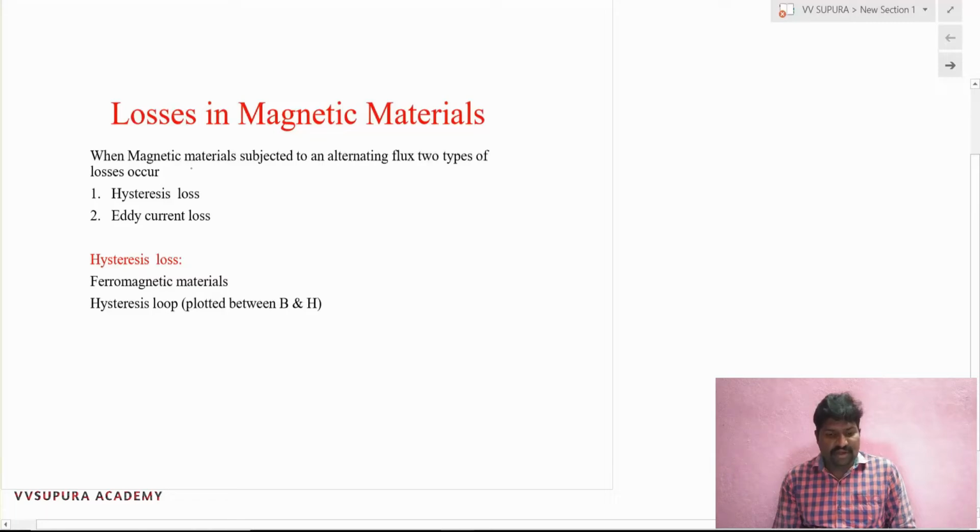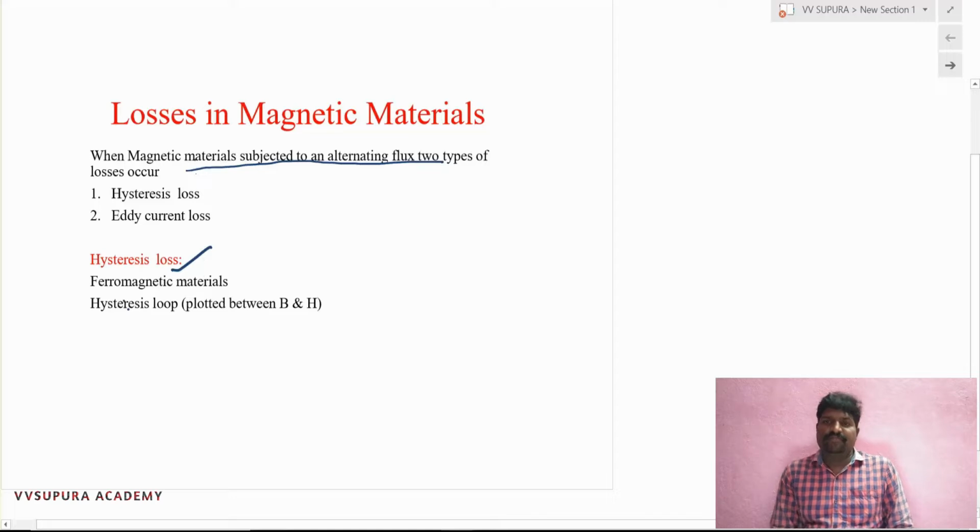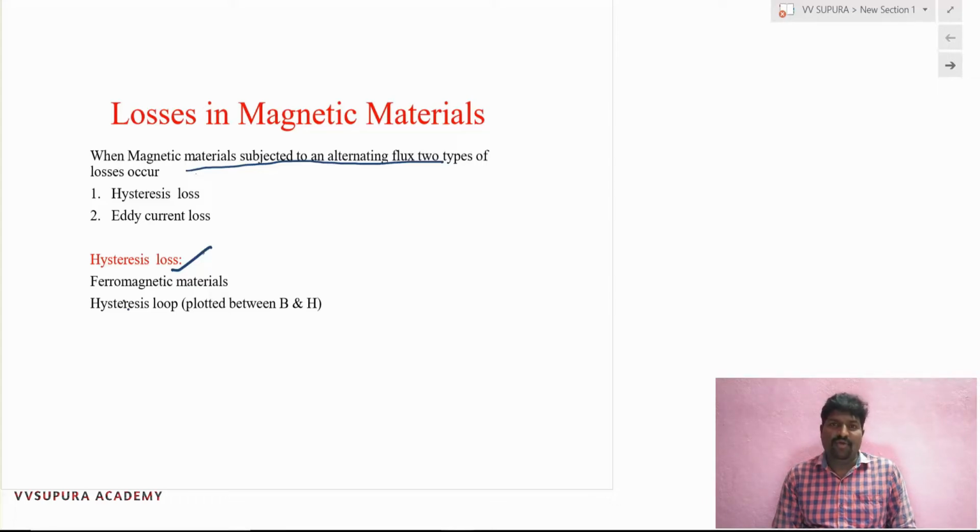Let's go into it. When magnetic materials are subjected to alternating flux, two types of losses occur. One is hysteresis losses and another one is eddy current losses. Now let's discuss hysteresis losses first. Hysteresis losses mainly occur in magnetic materials when an alternating flux is applied to them.